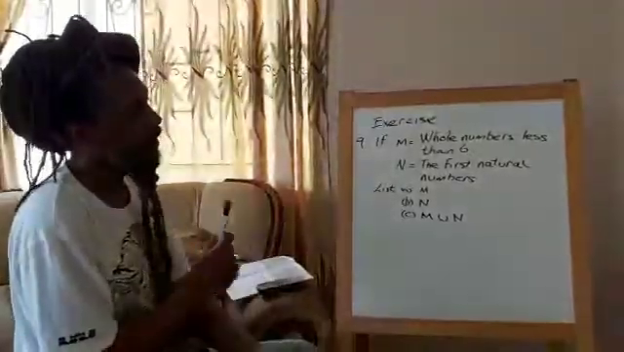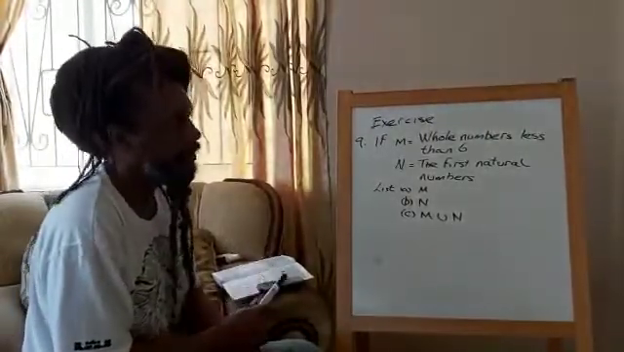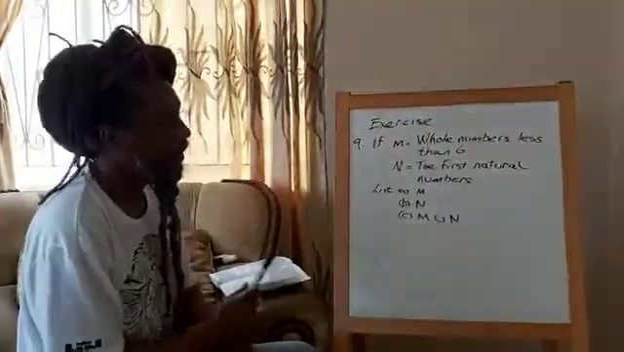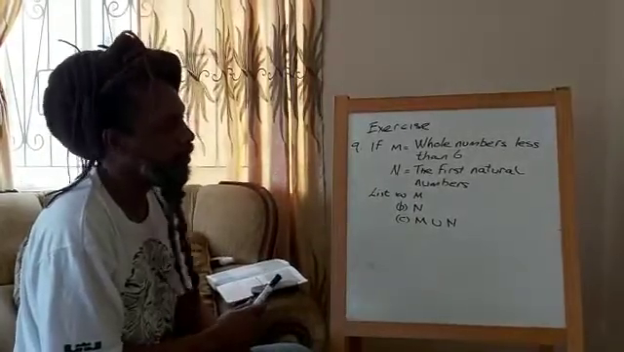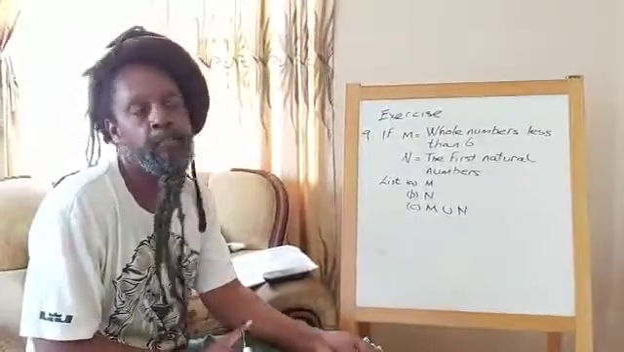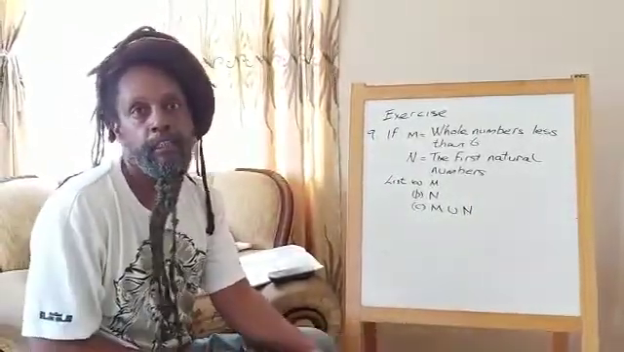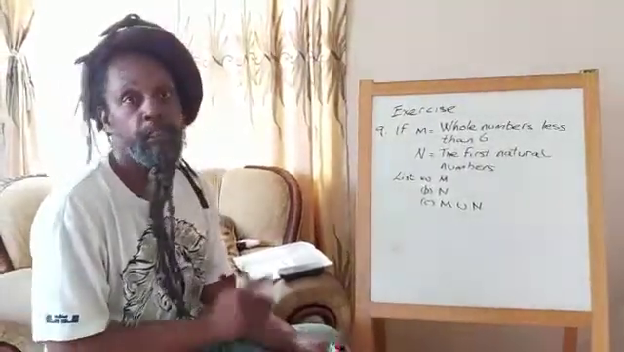If M is equal to the whole numbers less than 6, N the first natural numbers, list: A, M; B, N; C, M union N. Natural numbers would just be numbers 1, 2, 3, 4, 5, 6, 7, 8. They're just natural numbers. They're just numbers. Right? So, number 9.